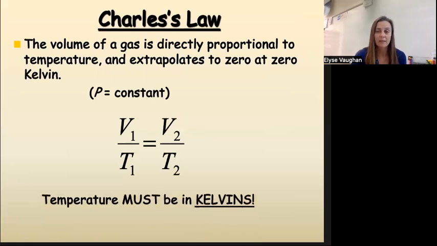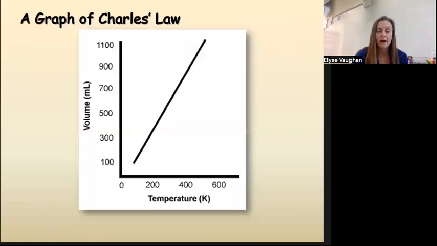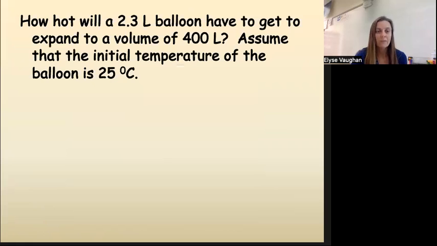Remember, as we said at the beginning of this unit, when we're working with gas laws, temperature has to always be in Kelvin. So we have to convert from Celsius to Kelvin if we're given Celsius. And if we were to graph Charles's law, as temperature increases, so does volume. So here's our practice problem. How hot will a 2.3 liter balloon have to get to expand to a volume of 400 liters? And we're going to assume that the initial temperature of the balloon is 25 degrees Celsius.